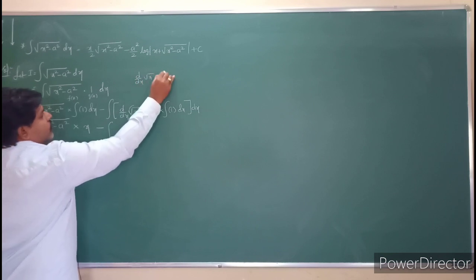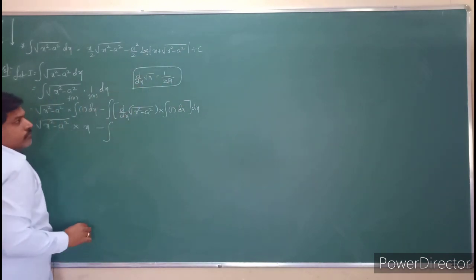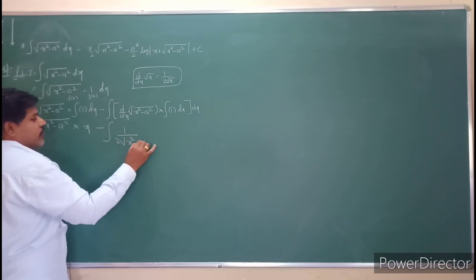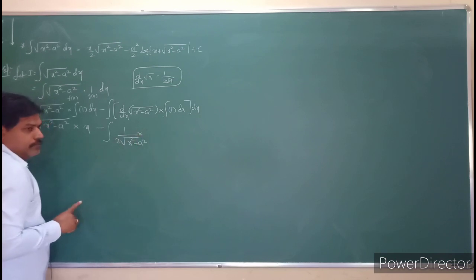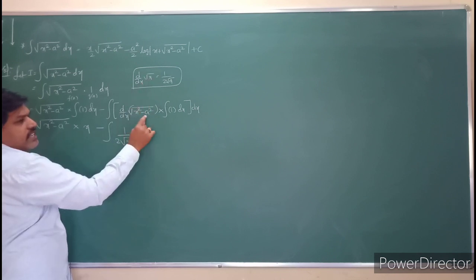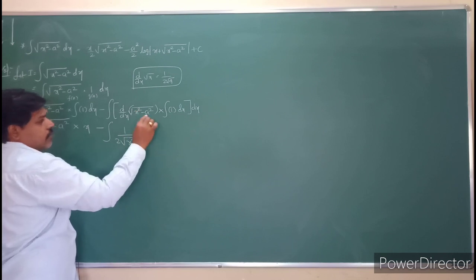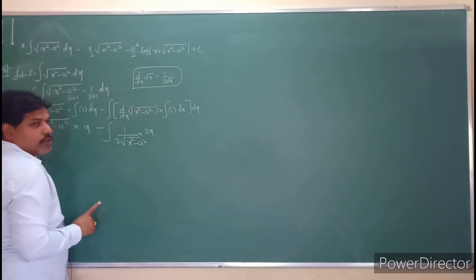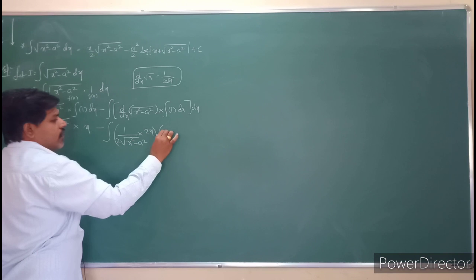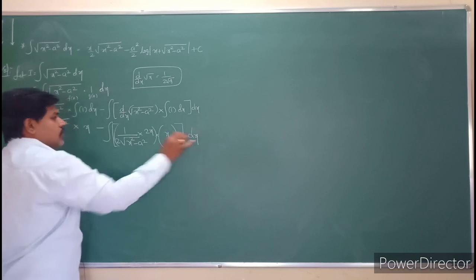The derivative of root x is 1 by 2 root x. So the derivative formula gives 1 by 2 into root of x square minus a square, into the derivative of x square minus a square. Why? Because it is not x, it is x square minus a square. The derivative of x square is 2x, and the derivative of a square is 0, so there is no need to write it. Into the integral of 1, which is x, into dx. So see this step, students.